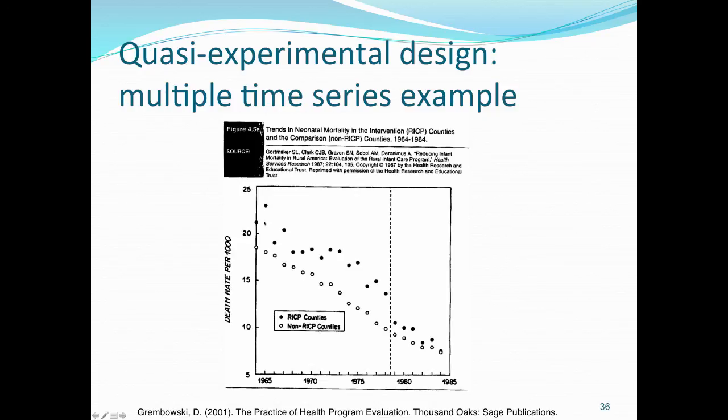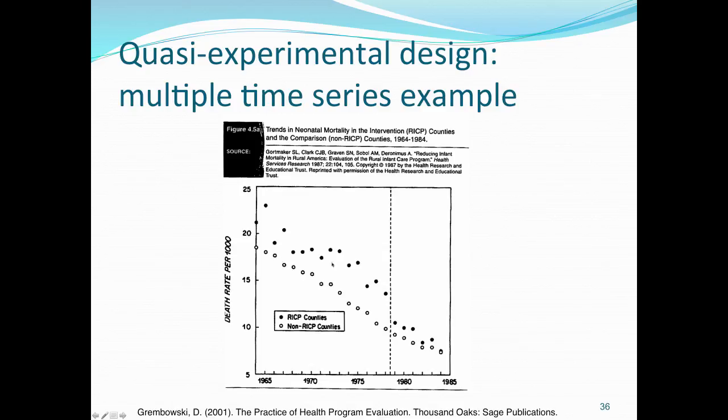which was an example of trying to reduce newborn mortality in several counties in the United States between 1964 and 1984, over a 20-year time period. And the intervention is called RICP, Reducing Infant Mortality in Rural America. It's the Rural Infant Care Program. And what you can see here is that the intervention counties are black dots and comparison counties are the clear dots. And what do we see here?